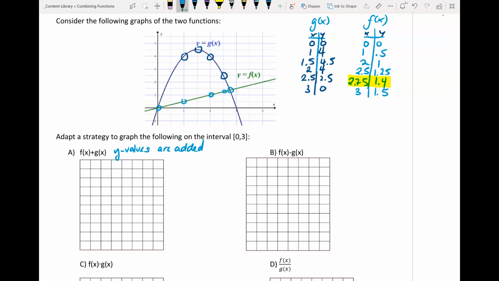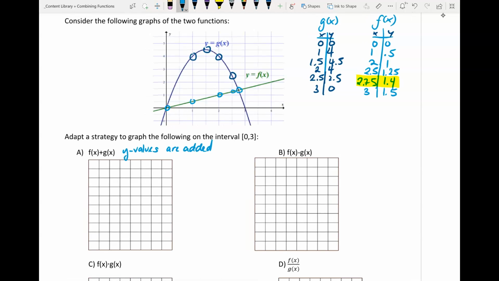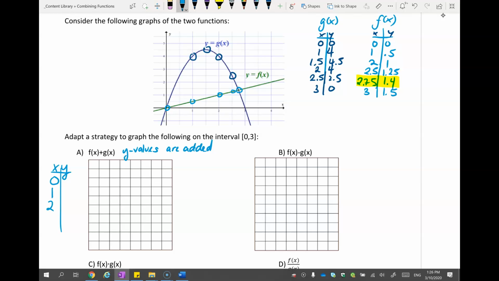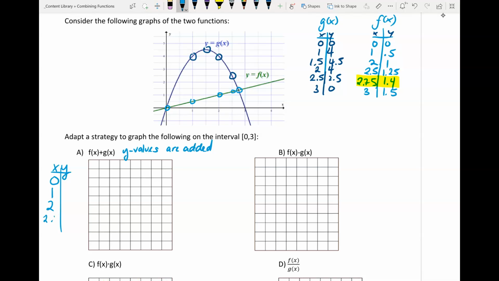The reason why I want to collect a few points is we're going to add those y values together to create our combined graph. So if we look at our f of x plus g of x, we're going to keep our x values the same, but add up our y values. So we're going to use x equals 0, 1. We could also do 2, 2.5, and 3.